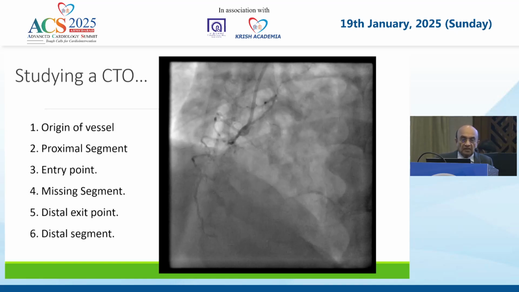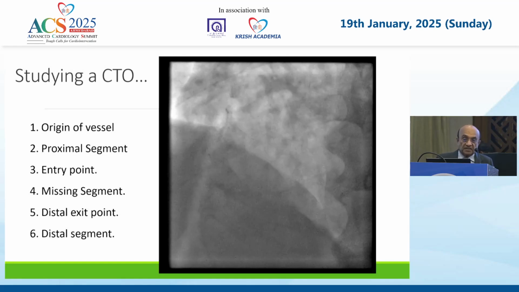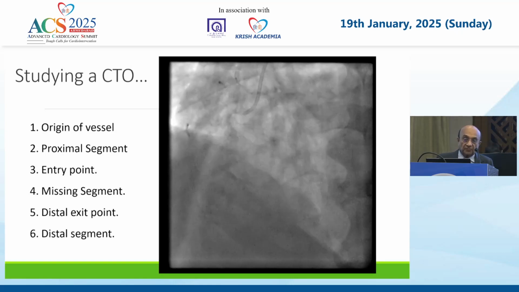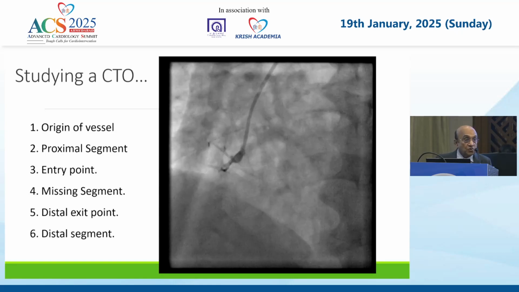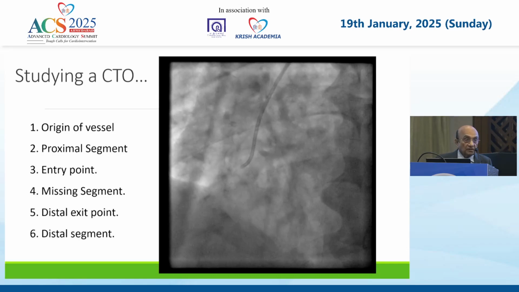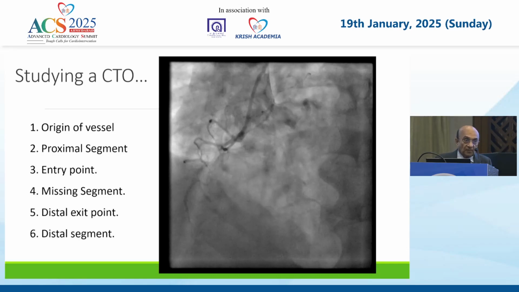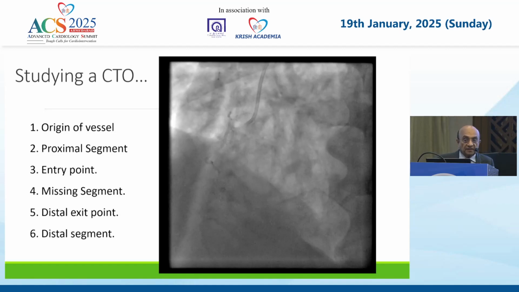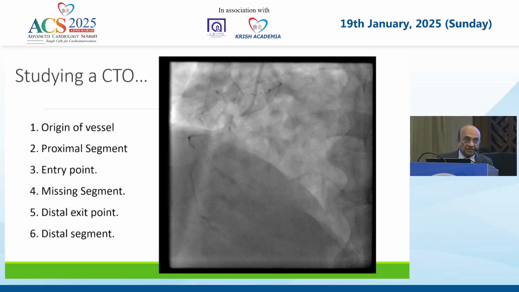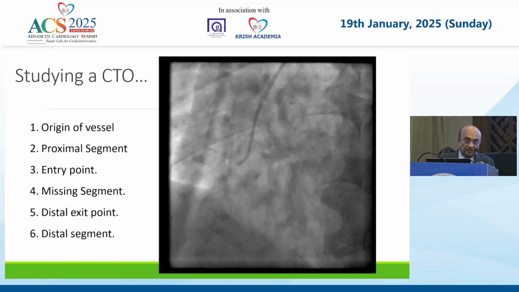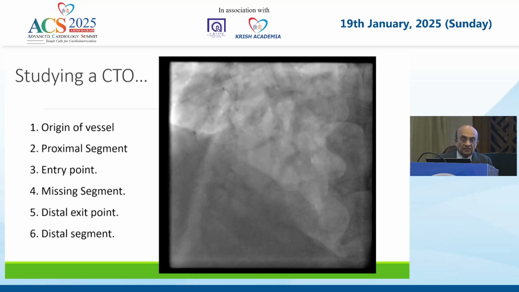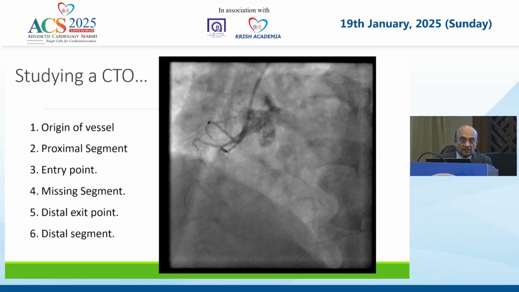Missing segment, now it's important. If you have outlined the proximal segment and the distal segment by contralateral injection, and if they move in opposite directions, then the intervening missing segment is curved and tortuous. I repeat, if the proximal segment which you have seen by antegrade injection and the distal segment you have seen by the contralateral injection move in opposite directions, the intervening missing segment is tortuous and curved.